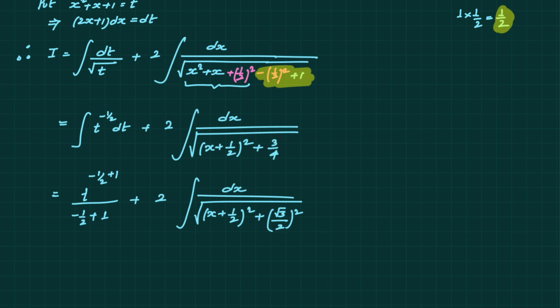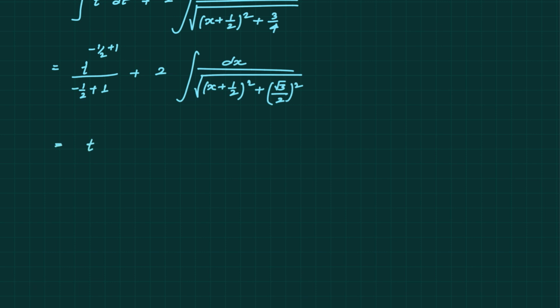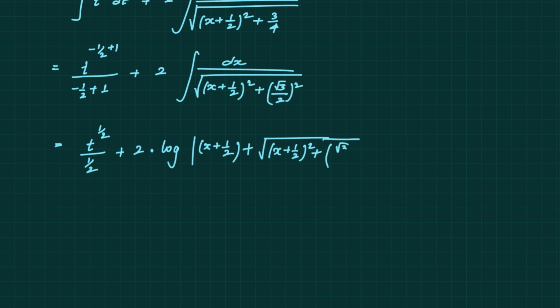Now the second part of the integral is in the form of x square plus a square, for which we have the formula: t to the power half by half plus 2 into, using the formula here, we will have log of x plus 1 by 2, plus square root of x square plus a square, plus c.